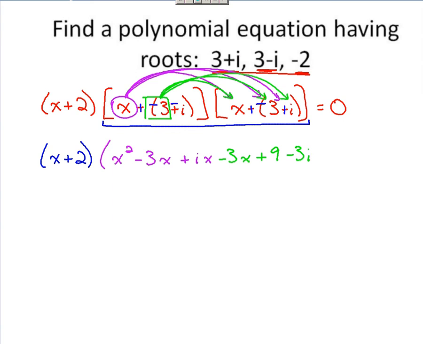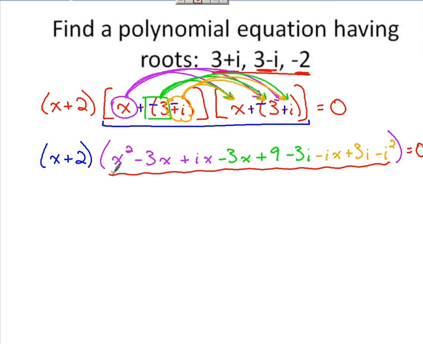And finally, we get to this negative i right here that I'm going to take and distribute through. When I distribute this negative i through to x, I get -ix. When I take negative i times -3, I get +3i. And when I take negative i times positive i, I get negative i squared. Now all of this equals 0 in the end. At this point, I'm looking to clean up what I have right here. So in the next step, I carry my factor of x plus 2 down. It's still waiting its turn.